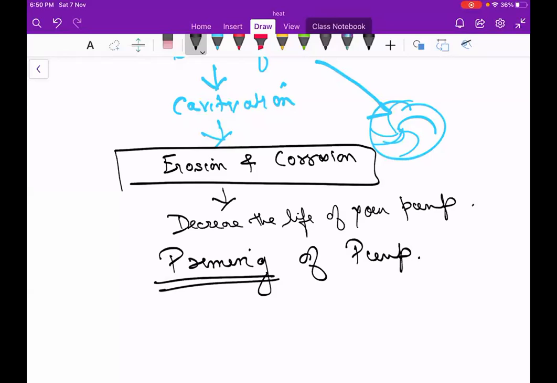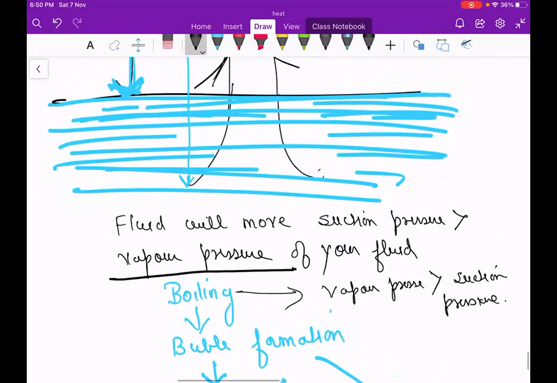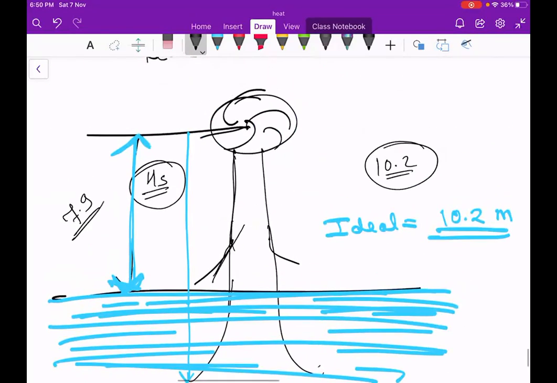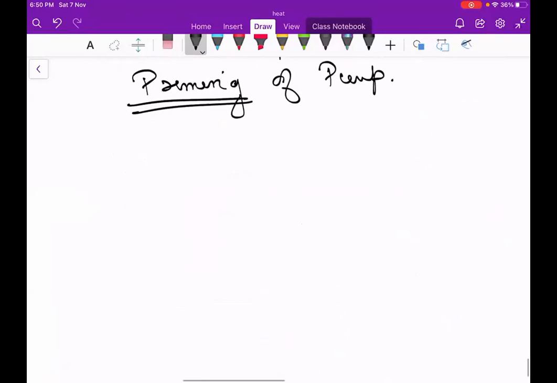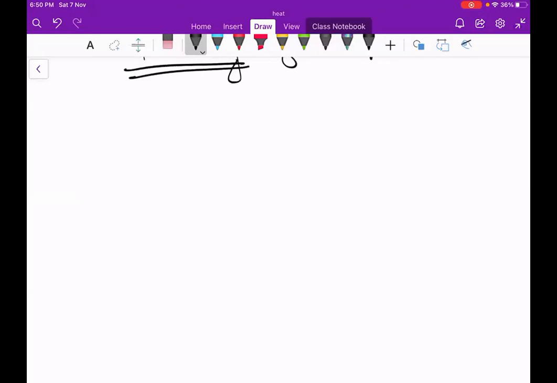So why does this happen? Can anybody tell me why priming of the pump is needed? Because of the wrong selection of the suction head, the HS value. To select the correct value, we have to calculate the NPSH, which is known as net positive suction head. See, the word is suction head, which means this is only for the suction.